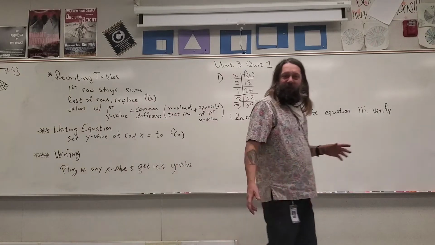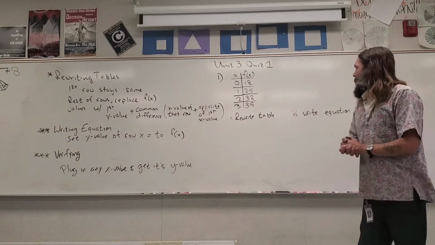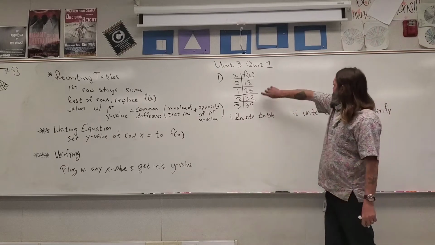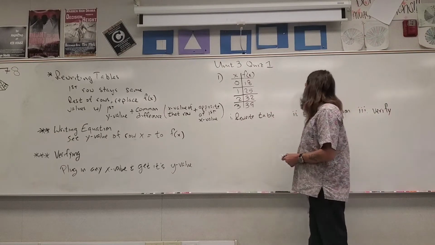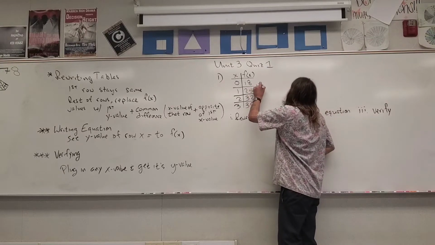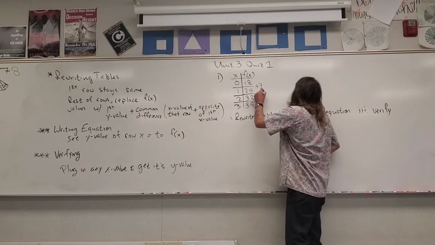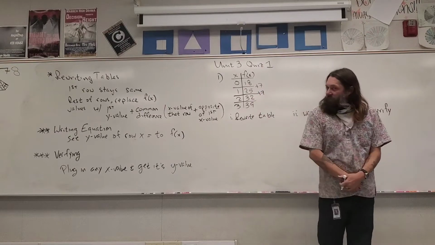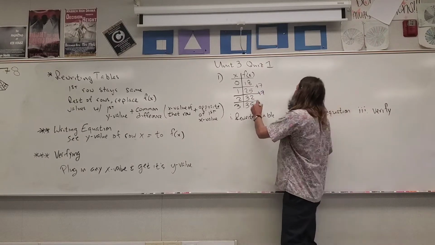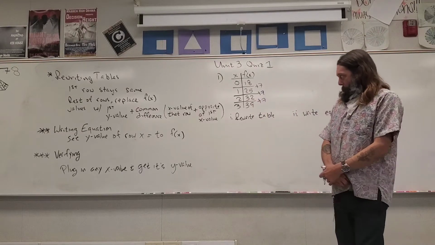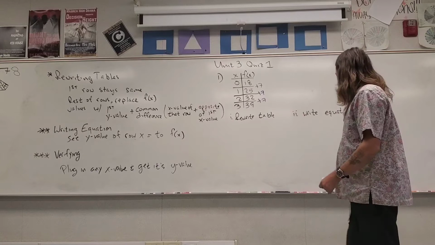So I have a table. Let's first find the common difference. And remember, the common difference is how the y values are changing. So 18 turns into 25 by adding 7. 25 turns into 32 by adding 7. And 32 turns into 39 by adding 7. So 7 is our common difference. Alright, so let's rewrite the table here.